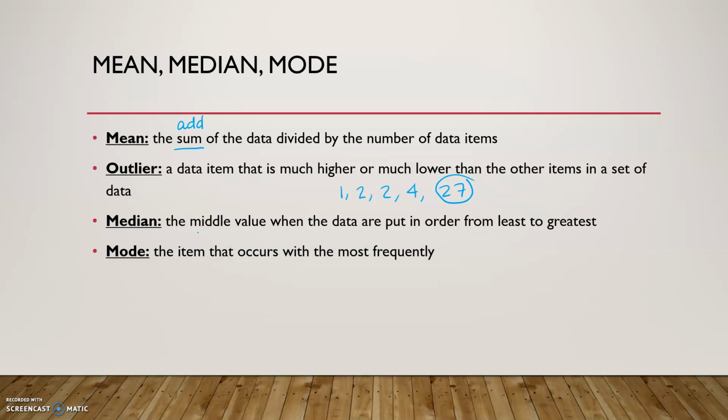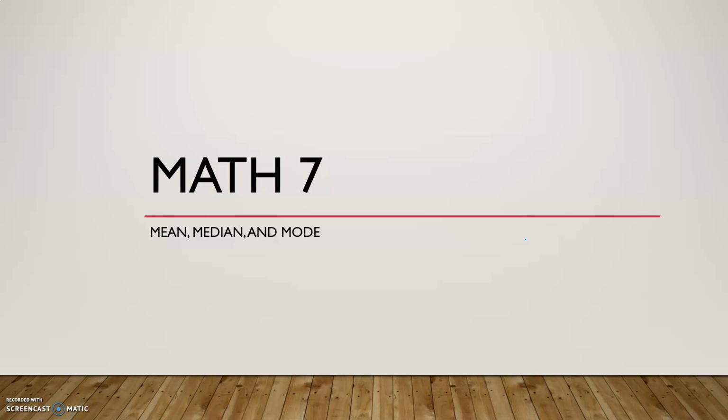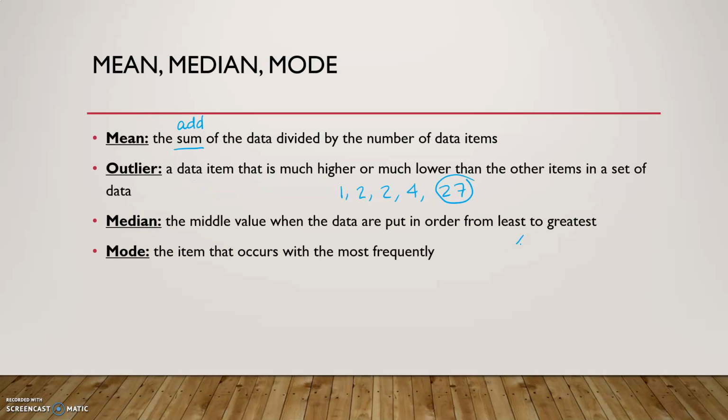The median is the middle value, but in order to find the median, we have to put the data in order from least to greatest. If it's all mixed up, then that's not going to give us an accurate picture of what the median is. We first have to put it into that numerical order, least to greatest.